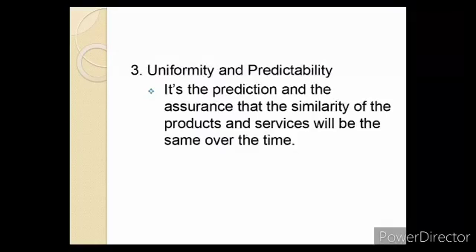Uniformity and predictability. It is the prediction and the assurance that the similarity of the products and services will be the same over time. Predictability is the assurance that customers will avail the same products and services.